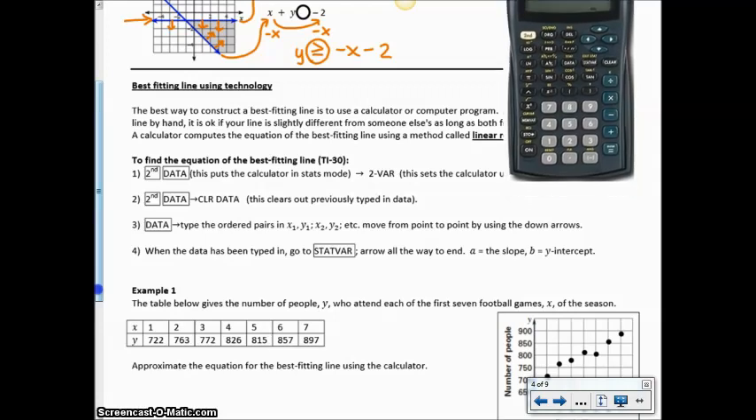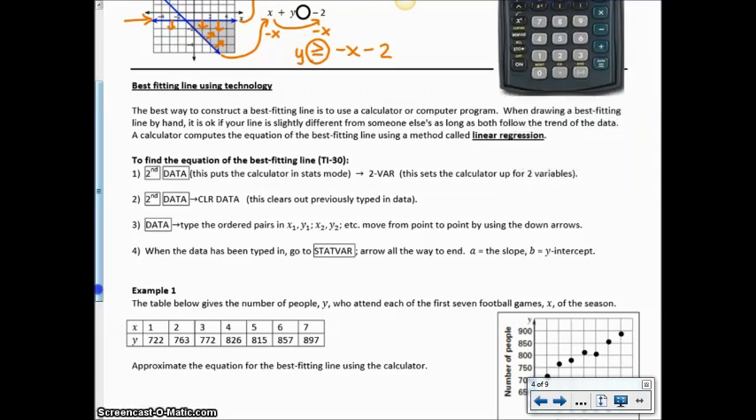I can't really use this calculator, it's just going to be a visual for me so that I can show you what we're talking about. When you draw the best fit line by hand, it's okay if your line's slightly different from someone else's, like I had mentioned. As long as both of you follow the same trend of your data, the calculator computes the equation of the best fit line using the method called linear regression. Linear regression just means that you're going to look at that regression line and get one that's best fit.